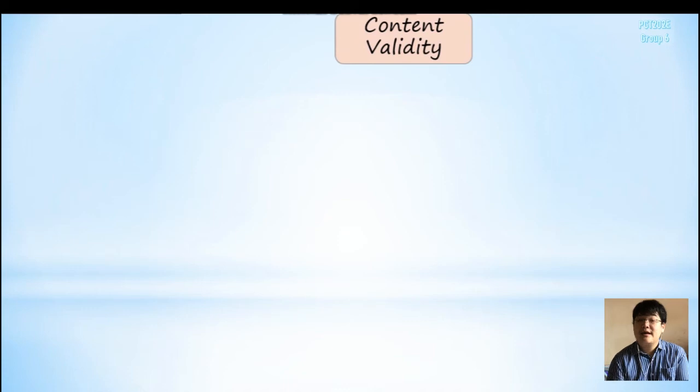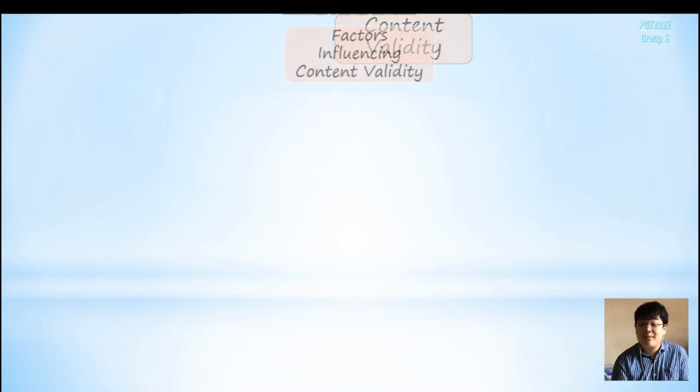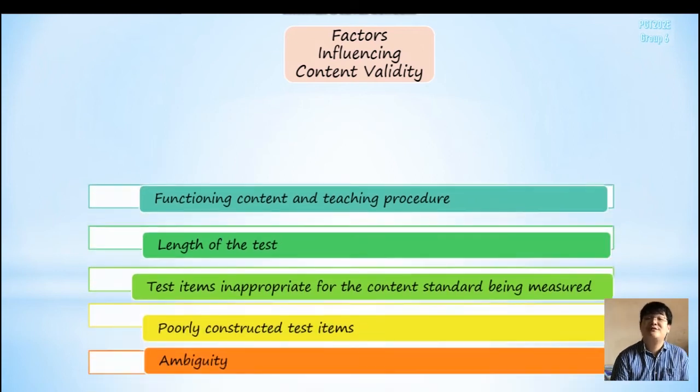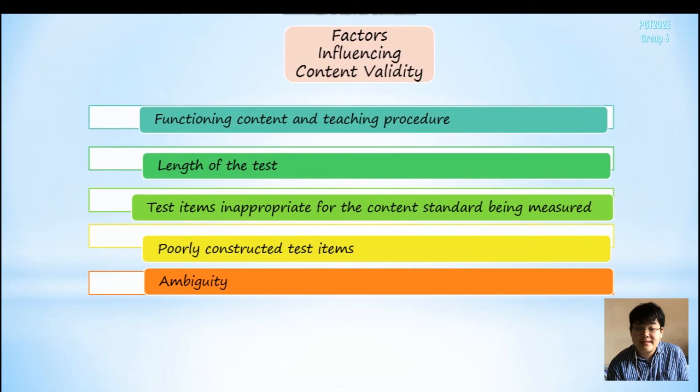Our group has listed 5 factors that influence the content validity of a test. The 5 factors include: number 1, functioning content and teaching procedure. Second, length of the test. Third, test items appropriate for the content standard being measured. Fourth, poorly constructed test items. And fifth, ambiguity. Alright, let's move on to the factors and see the discussion. First one, functioning content and teaching procedure.